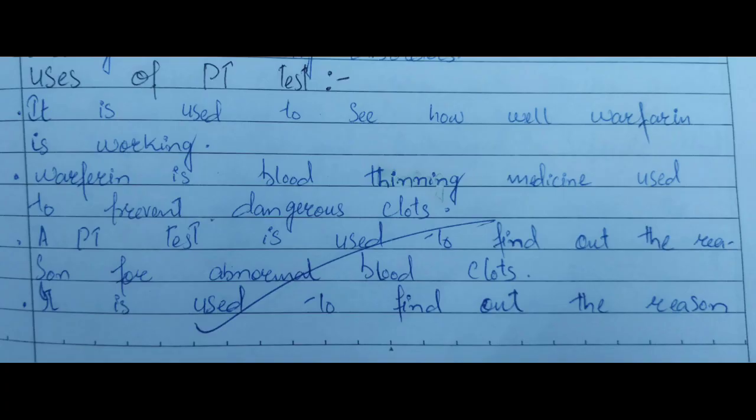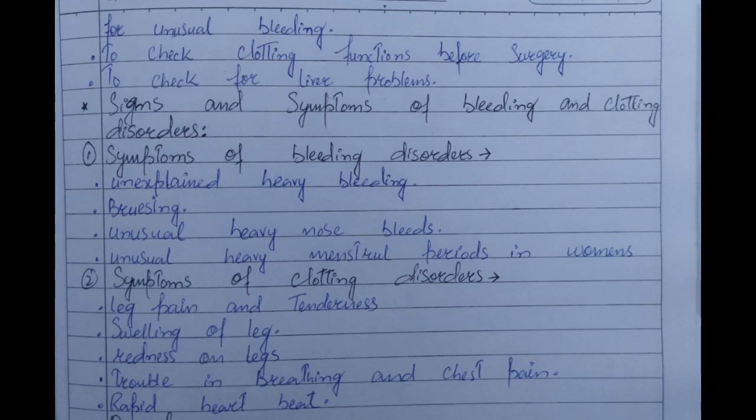Now, uses of PT test. It is used to see how well warfarin is working. Warfarin is blood thickening medicine used to prevent dangerous clots. A PT test is used to find out the reasons for abnormal blood clots. It is used to find out the reason for unusual bleeding, to check clotting function before surgery, to check for liver problems. Signs and symptoms of bleeding and clotting disorders.